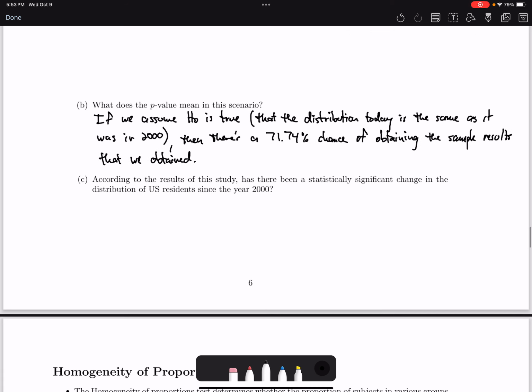Part C, according to the results of this study, has there been a statistically significant change in the distribution of U.S. residents since the year 2000? No. And we'll just leave it at that.